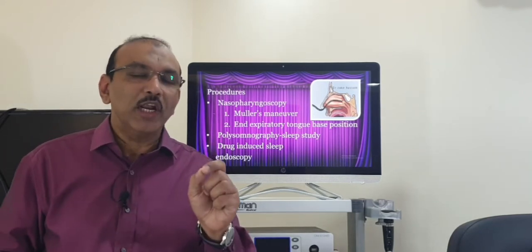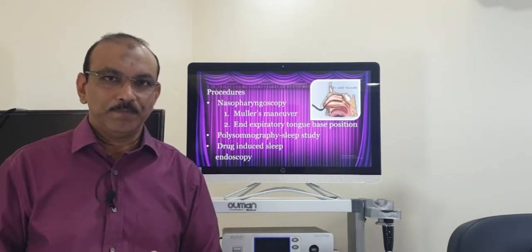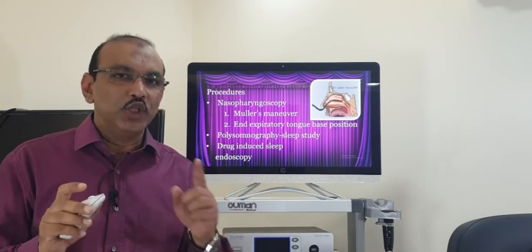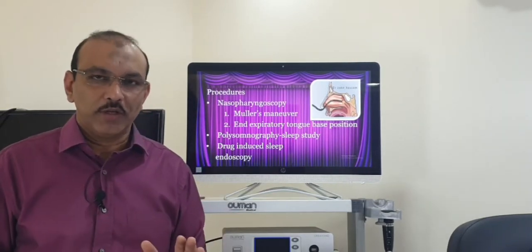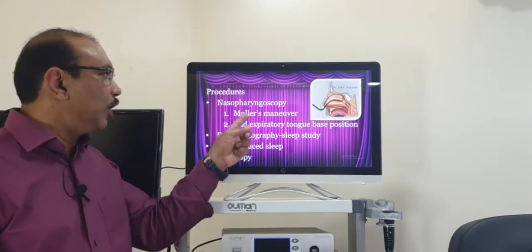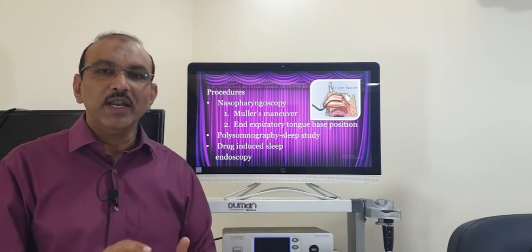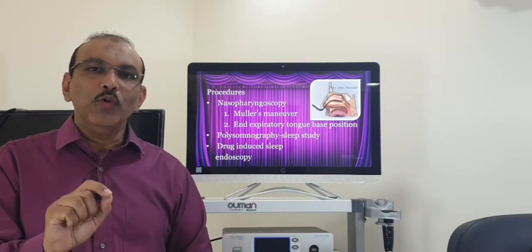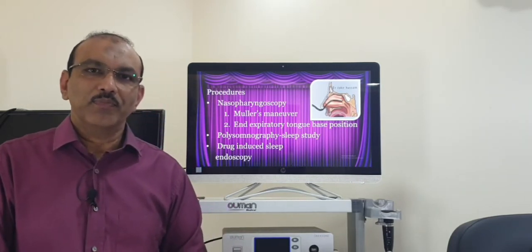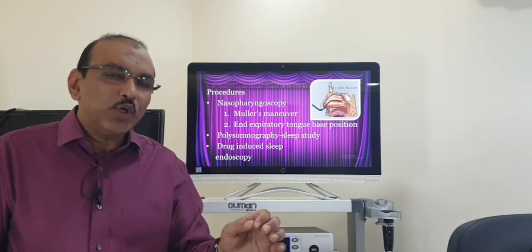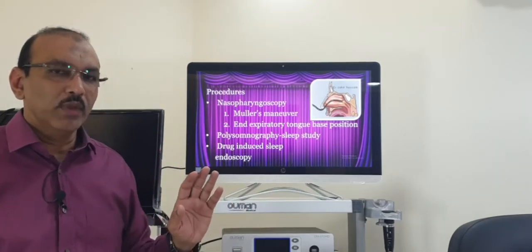In that particular part, I am going to do 2 special tests to see whether it is obstructing or not. First, I will do a normal nasopharyngo-laryngoscopy to assess the airway. Is there any obstruction or not? Once that is done, I will do a maneuver called Muller's maneuver and another one, an expedited tongue-based position, where I will come to know the collapsible part, how much percentage it is collapsing. Once I know how much percentage is collapsing, I am going to grade it. I will tell you in the next slide.